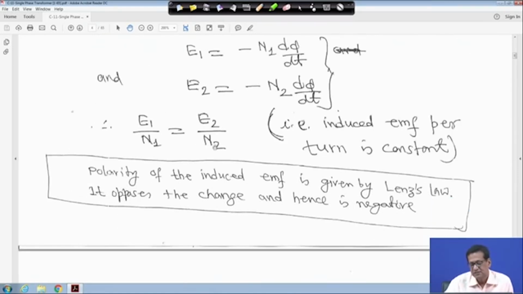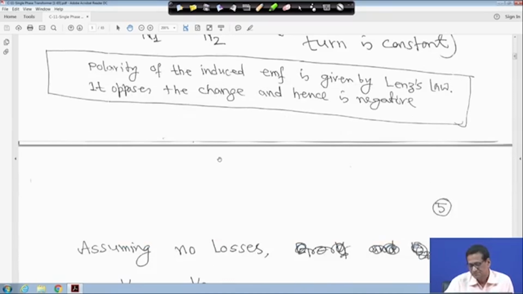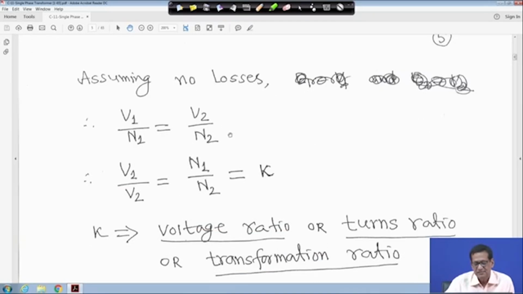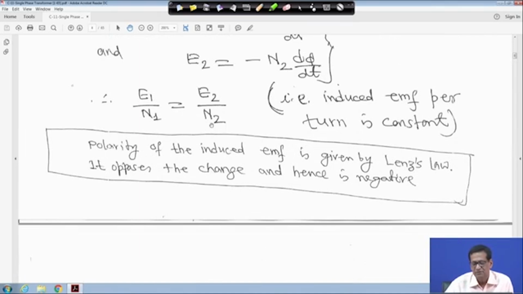Therefore, E1 upon N1 is equal to E2 by N2, that is, the induced EMF per turn is constant. Now the polarity of the induced EMF is given by Lenz's law. Actually it opposes the change, hence it is negative. From your higher secondary physics you have gone through this. So assuming no losses, we can make V1 by N1 equal to V2 by N2, and V1 by V2 equal to N1 upon N2. Here it is E1 upon E2 equal to N1 upon N2.